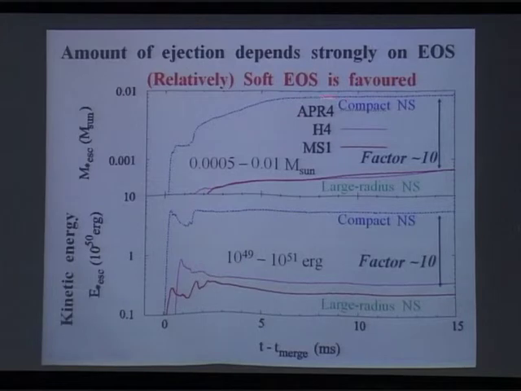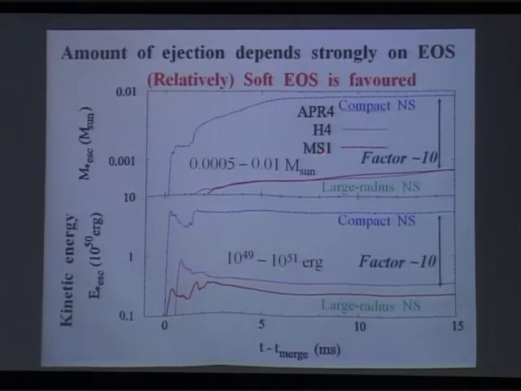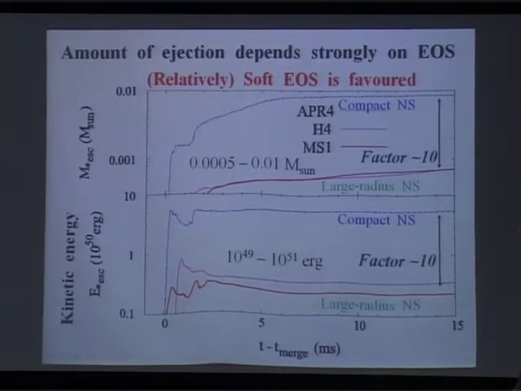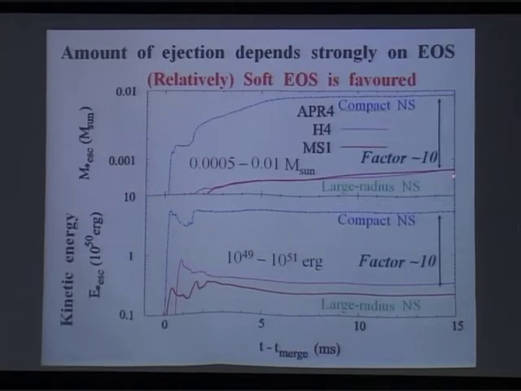For the optimistic one, the mass becomes about 1% of a solar mass. Well, this is large enough. But for the pessimistic one, which means the equation of state is very stiff and the radius is very large, the value becomes about 0.1% of a solar mass. This is not large enough. For this case, it's very difficult to observe the electromagnetic counterpart. But for the other case, it's possible.